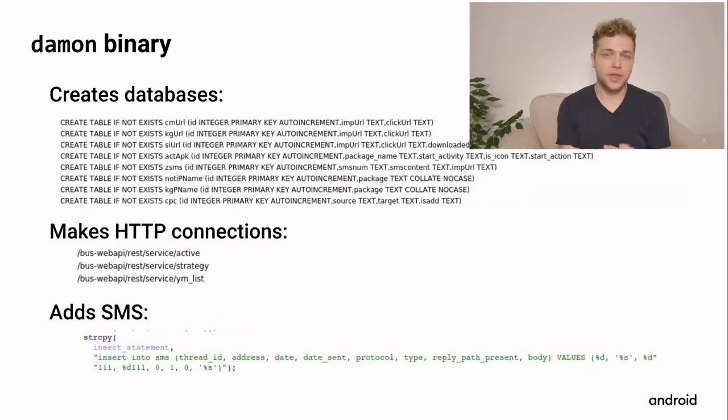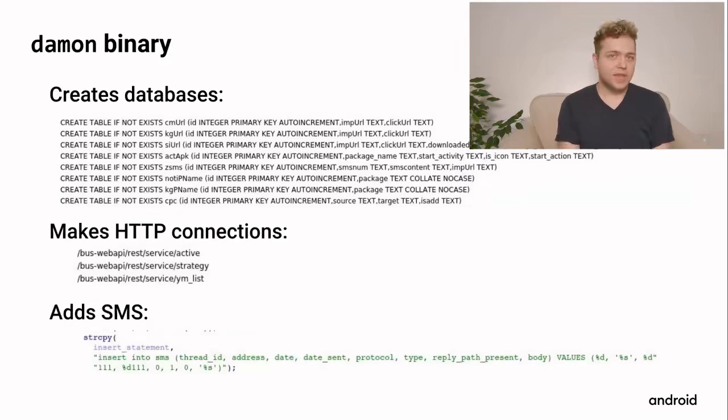So just based on the tables and the contents of the tables, you can see that there will be some clicking component because you have something like click URL and you have something like IMP URL. So it's either an adware or a click fraud, or at least it displays ads in some way. This binary also makes HTTP connections to specific URI patterns. You can see that they all start with pass web API, and there's some kind of a /rest/service then, and different URLs that are used to download different things.